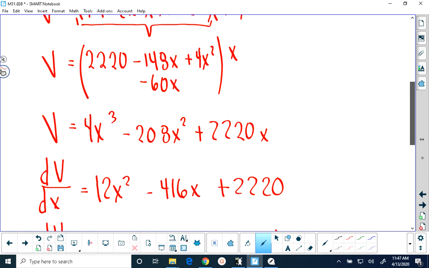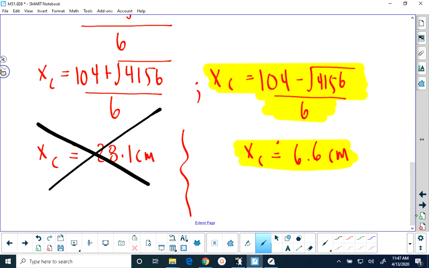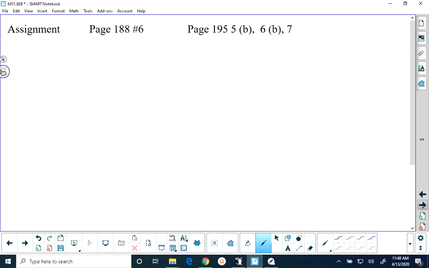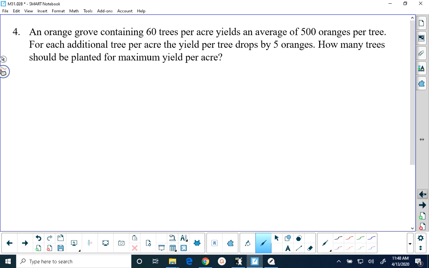And again, I'm not really too concerned about simplifying (104 minus root 4156) all over 6. You can simplify that if you want. I'm interested in the answer. It's about 6.6 centimeters. Let's take a look at the next question now.